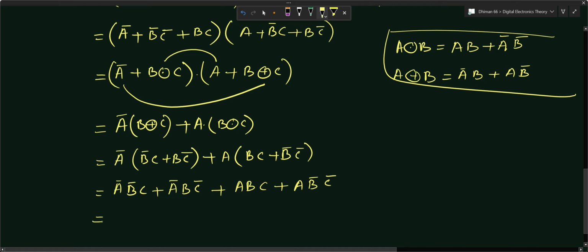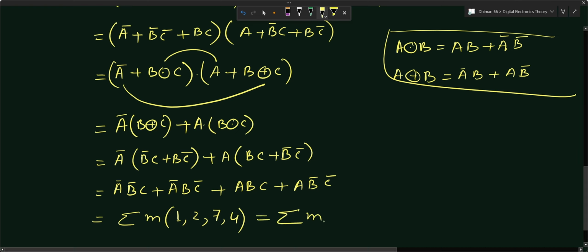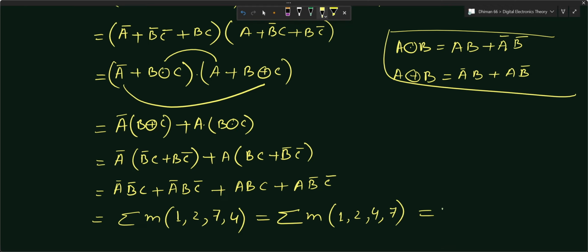If we write it in sum of minterm expression, this term is 1, this term is 2, this term is 7, and this term is 4. So this is exactly equal to the given function. So here we can write 1 2 4 7. This is equal to the given function.